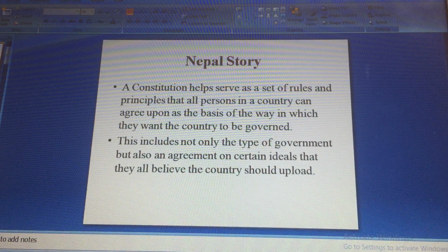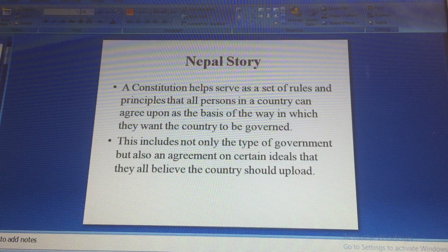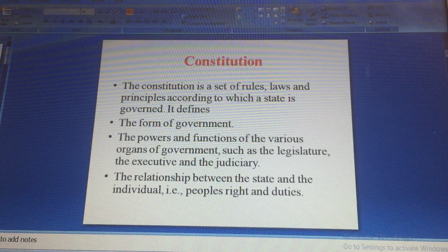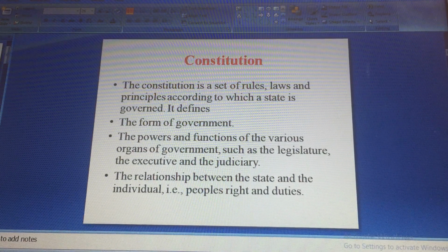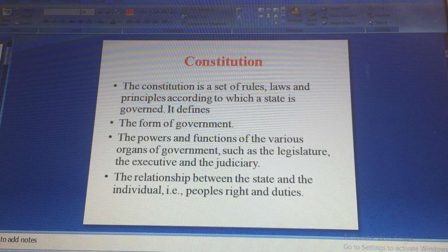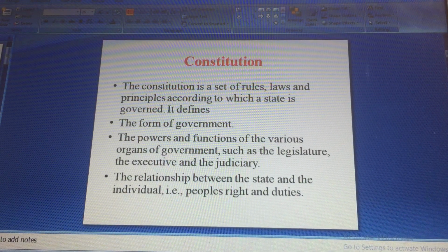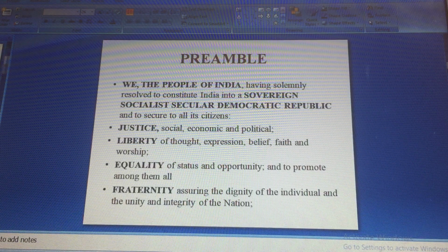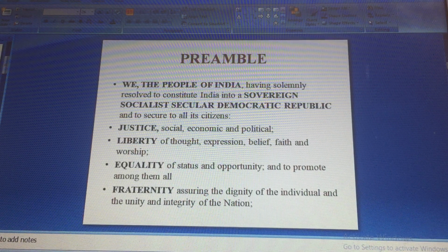We studied what exactly a constitution is, why a country needs a constitution, what all a constitution defines, what all is included in it, and what the preamble is. That's all we did today. Tomorrow we'll do the case study of Nepal. That's all for today. Thank you.